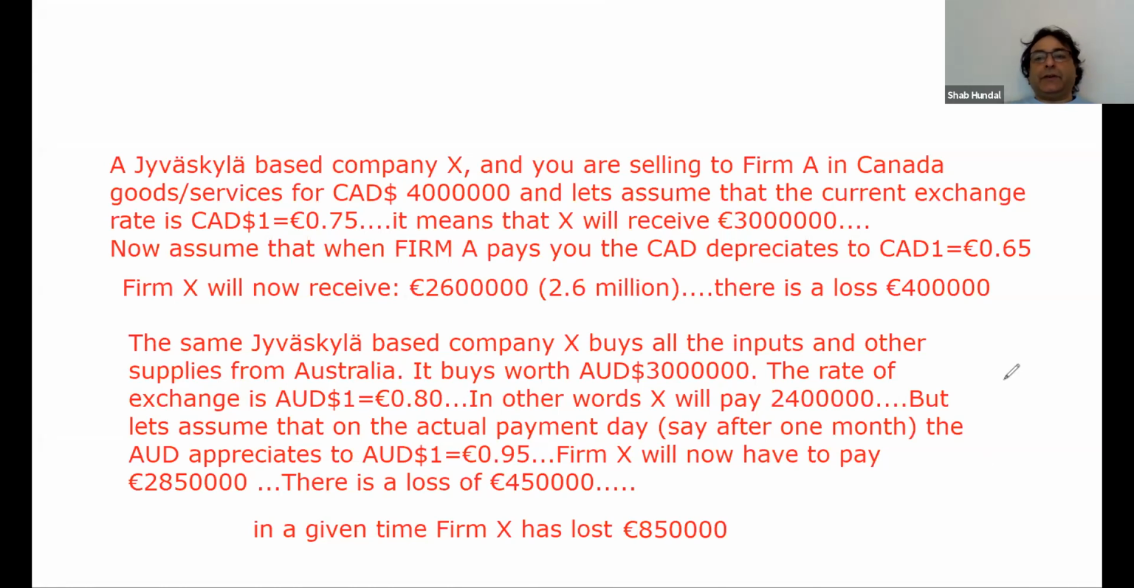Yeah, I think it's a very good example which Daniel has given. If there is a company that borrows from, let's say, some American bank, and when it gets money from the American bank, the American dollar depreciates.